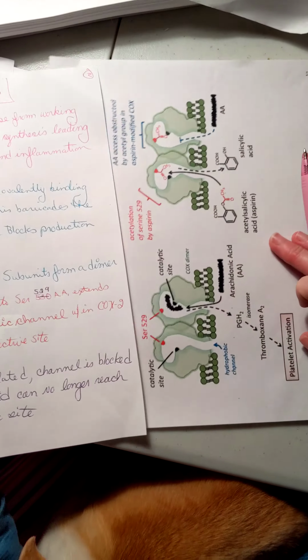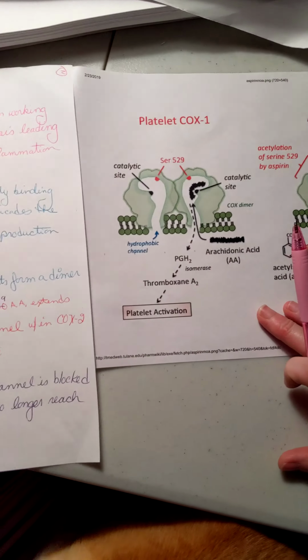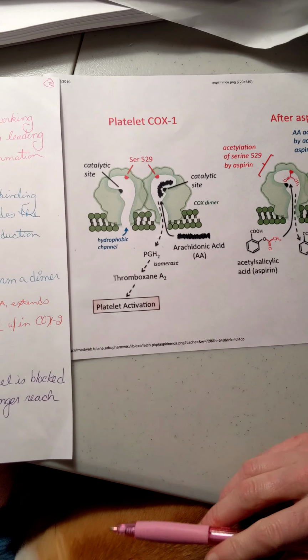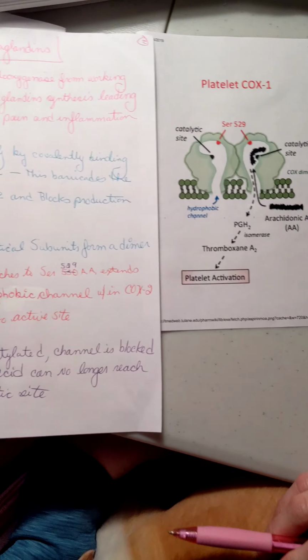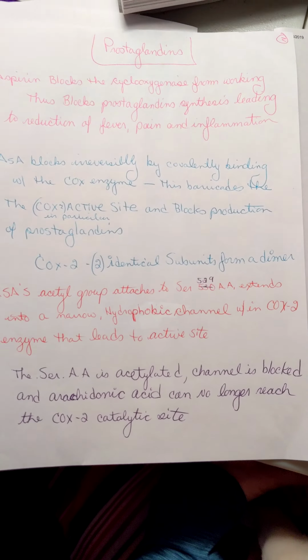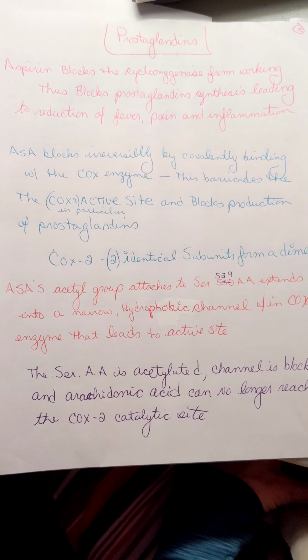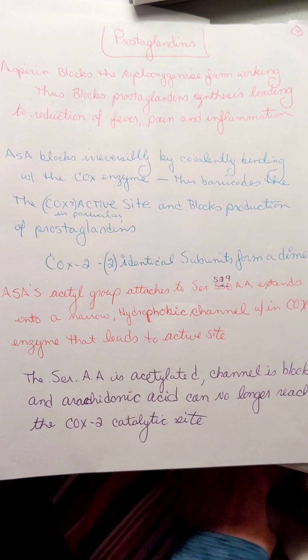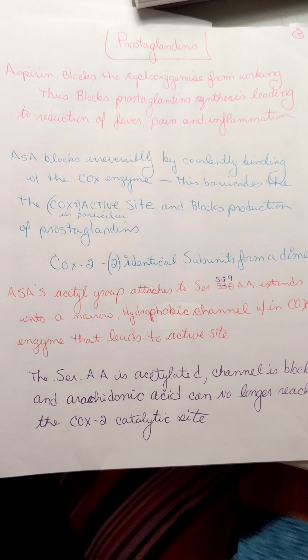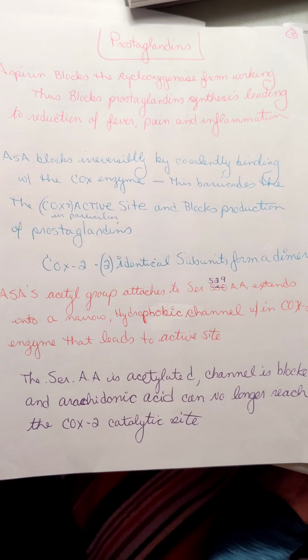So I'm going to try to explain this picture. We have prostaglandins again. We're going to talk about aspirin and prostaglandins. So aspirin blocks the cyclooxygenase from working. So when it does that, it blocks the prostaglandin synthesis, leading to a reduction of fever, pain, and inflammation.